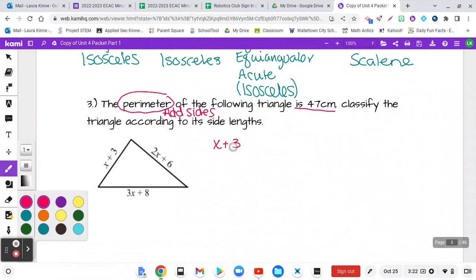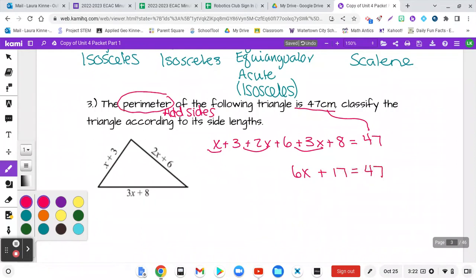x plus 3 plus 2x plus 6 plus 3x plus 8 equals 47. All right, x and 2x, that's 3x, and 3x is 6x. Add up your numbers. 6 and 3 is 9, and 8 is 17. If I'm going too fast for you at all, that's the beauty of video. You can always pause it. All right, subtract the 17. Divide by 6. x is 5.